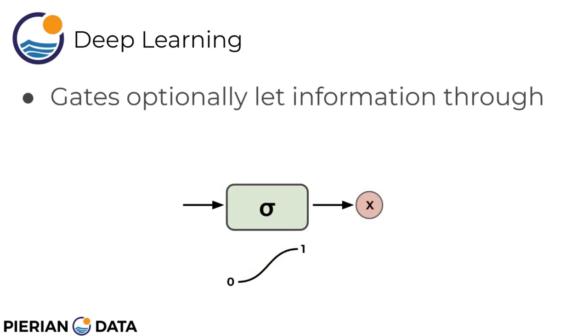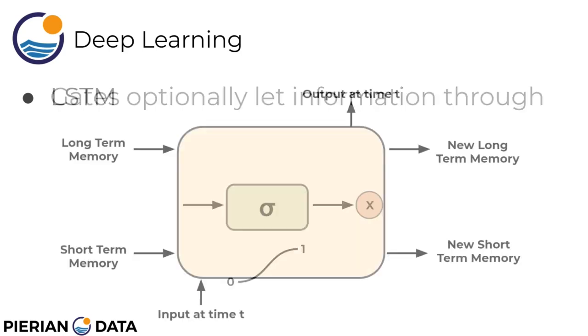So a gate, just to clarify this, optionally lets some information through. Essentially, we can just think of this as, mathematically, a sigmoid function. It's going to end up being a squeeze between a 0 or 1, and if it's 0, we don't let that information through, and if it's a 1, we do.